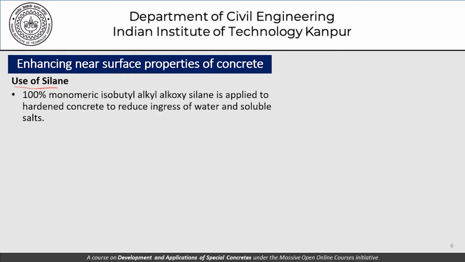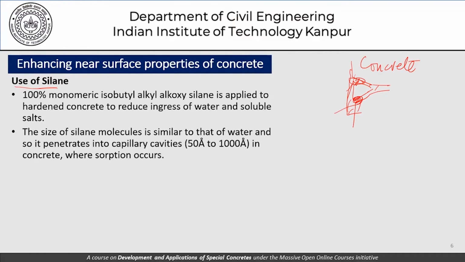So basically, if we try to draw a schematic sketch, this is my concrete and this is a schematic representation of the pores in the near surface region. What we try to do is to apply this silane coating here, which tends to seal off these pores. And the sealing of these pores results in water not being able to penetrate into the pores of the concrete. The size of silane molecules is similar to that of water, and so it penetrates into the capillary cavities in concrete where the sorption occurs.